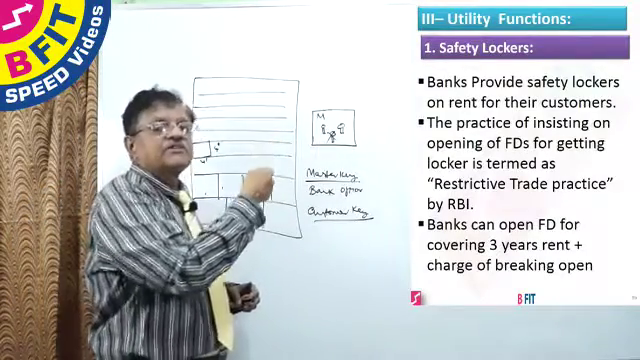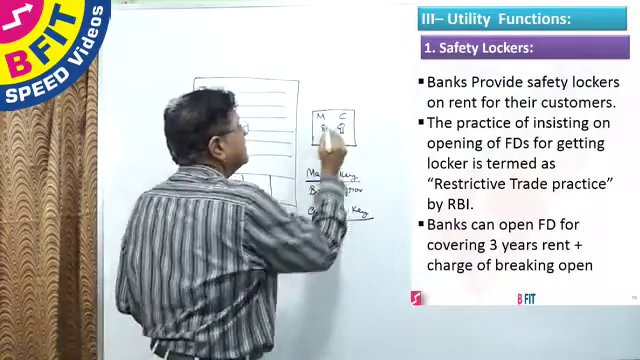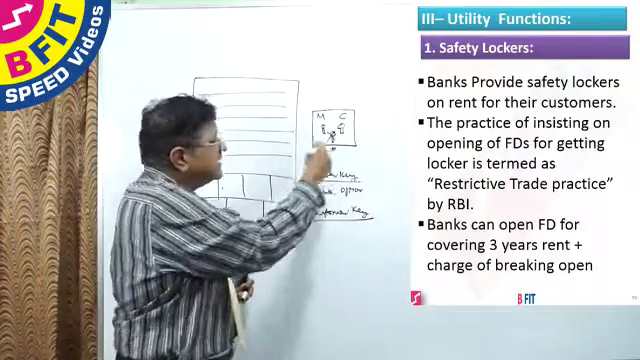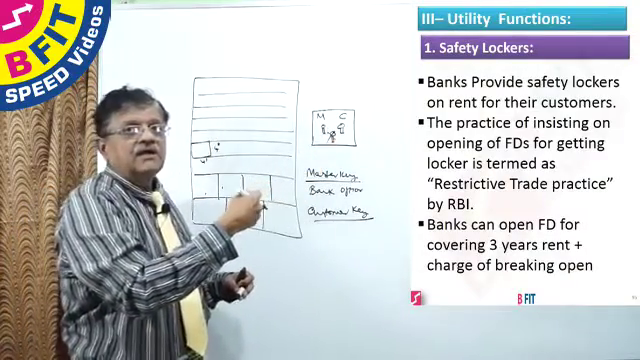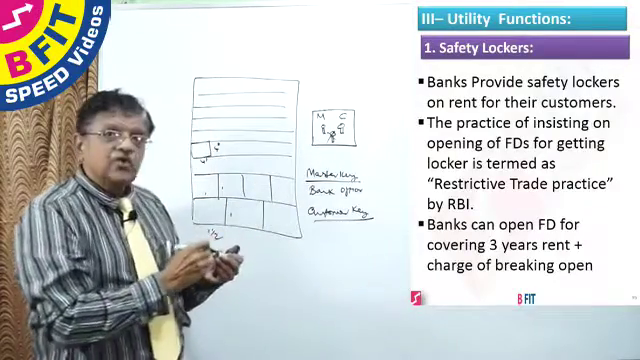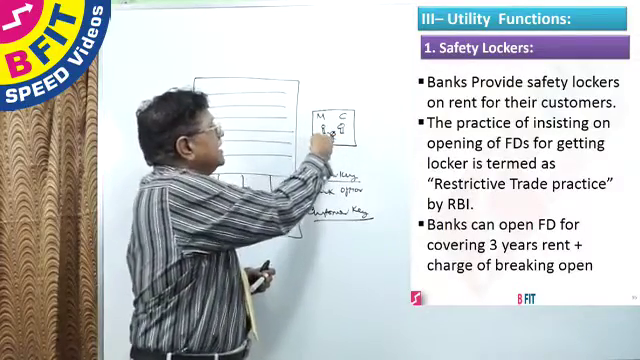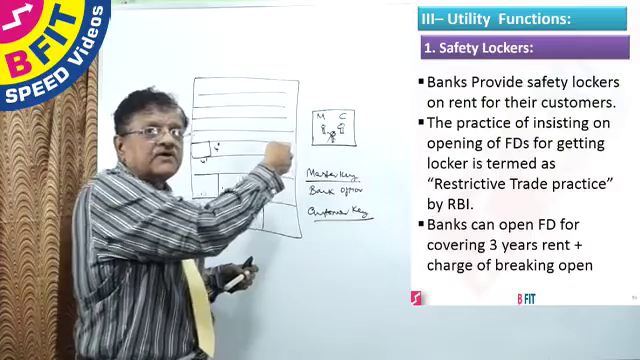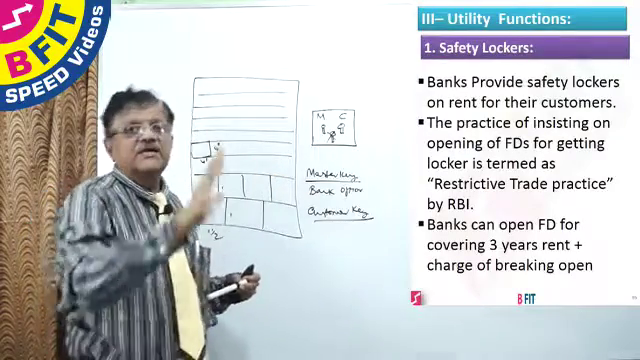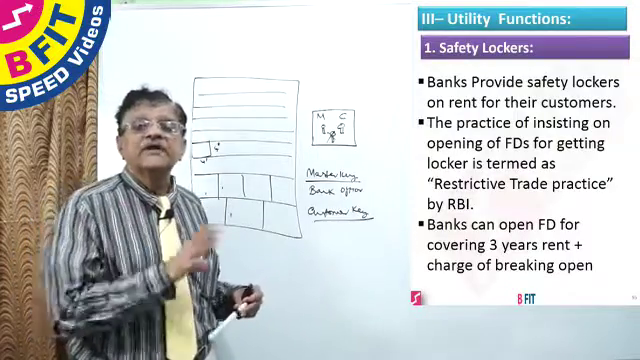You cannot open the lock with the master key. Then the customer has to insert his key, the customer key, and he has to open it. When both keys are opened, then you can open the locker. What will the bank officer do? The bank officer will not wait till you open. Once he knows that your key is operated and you are able to open it halfway, the bank officer will leave the place, because he doesn't want to be a party to what you keep inside and what you take outside.